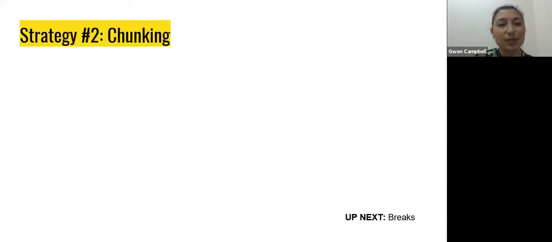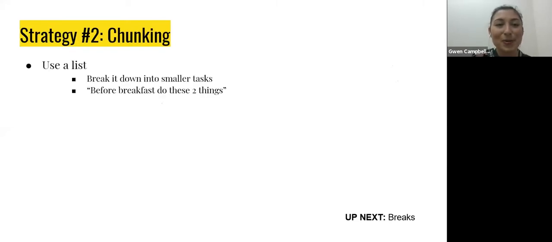So strategy number 2 is a principle called chunking. And so we all know the principle of using a list, but we can break that down into smaller tasks. Sometimes it's a little bit too overwhelming if there's 10 or more things on your to-do list. So we recommend to break it down into smaller tasks, maybe 1 or 2 things at a given time frame.